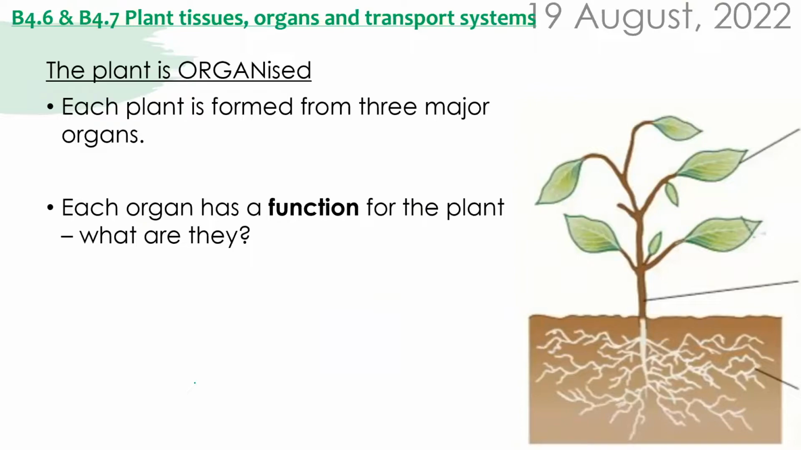So let's have a look at the whole plant. Each plant is formed from 3 major organs, and each organ has a function for the plant. I think we've got the leaves already. So what other organs do you think you might have? Let you have that think for a moment. Okay, before I go on, that's going to tell you.